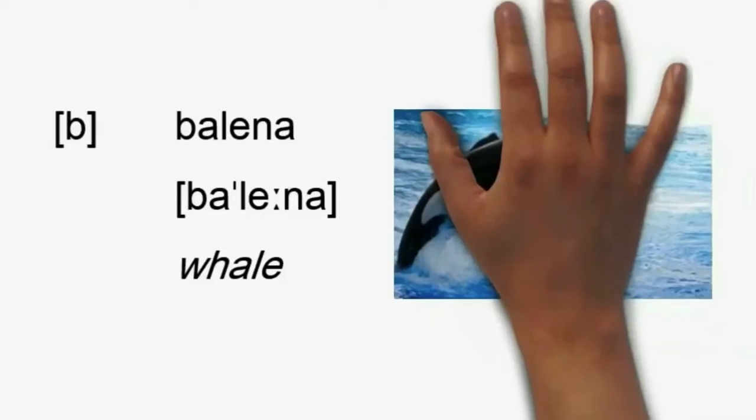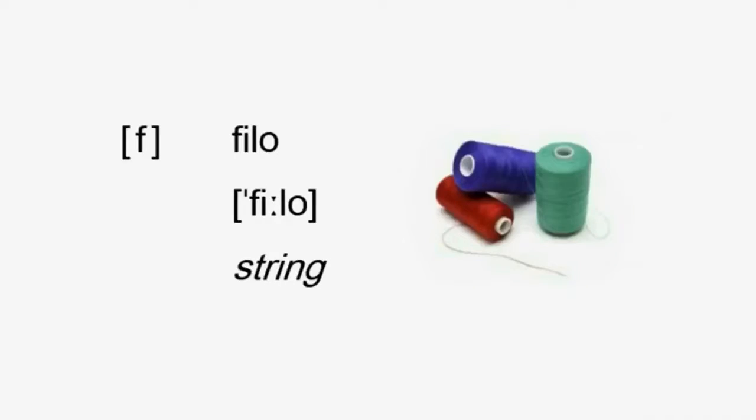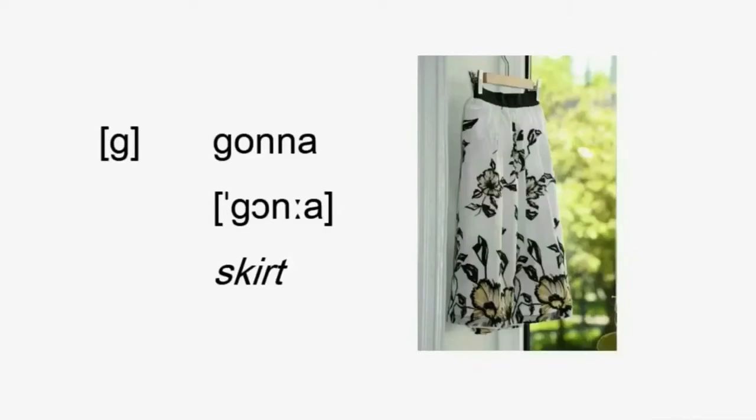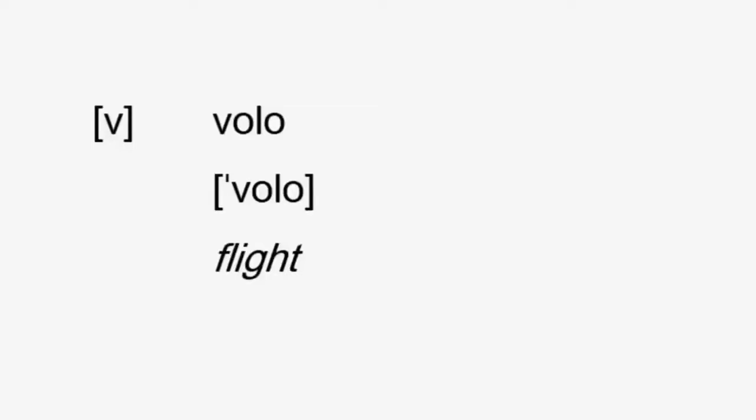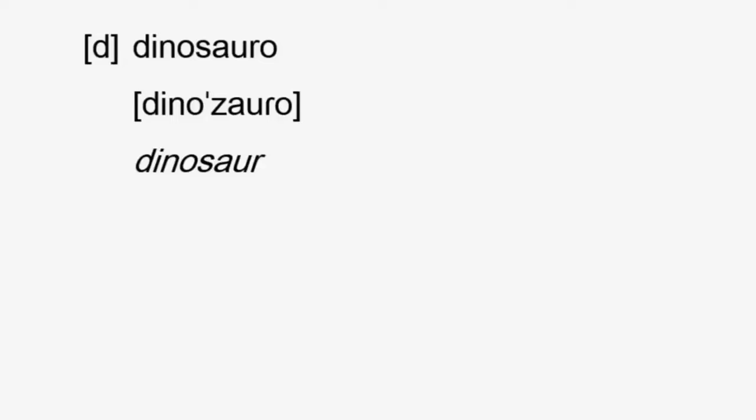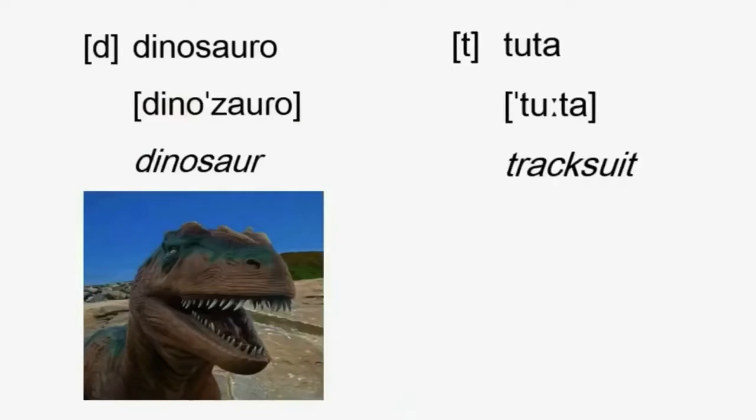There's B as in balena, F as in filo, G as in gonna, M as in molla, N as in nido, S as in sasso, Z as in sbarbarsi, V as in volo, and W as in uovo. Next, let's cover 5 familiar symbols that sound a little different than you're used to. We'll start with what looks like a D and a T. There's D as in dinosauro and T as in tuta.